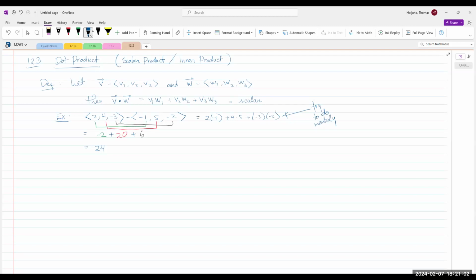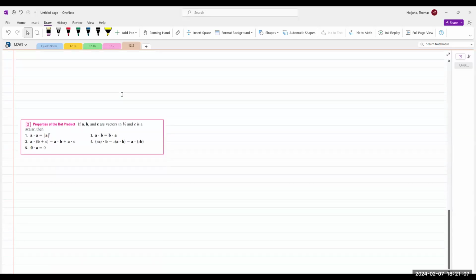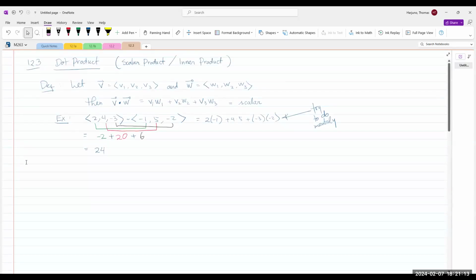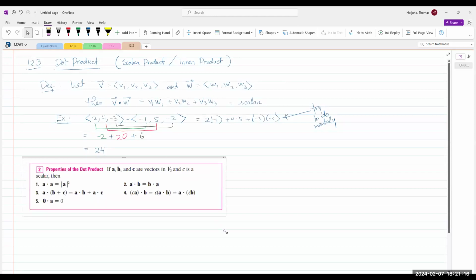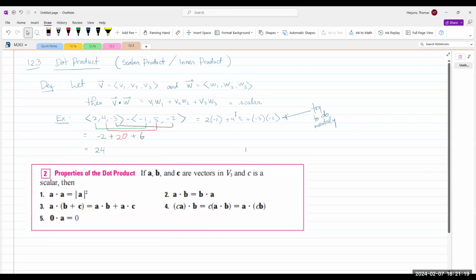Next, properties of the dot product. Let me carry that up. Properties of the dot product are given here. Basically in number 2, you will see that the dot product is commutative, and the dot product has that distributive property. And number 4, the dot product with a scalar has an associative property.